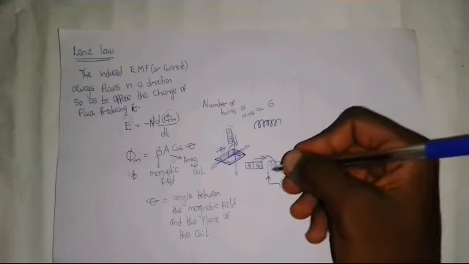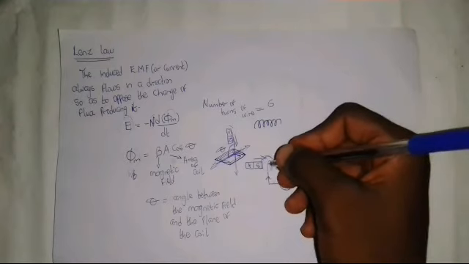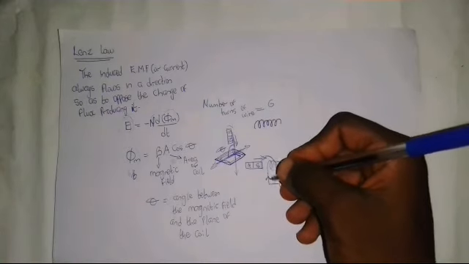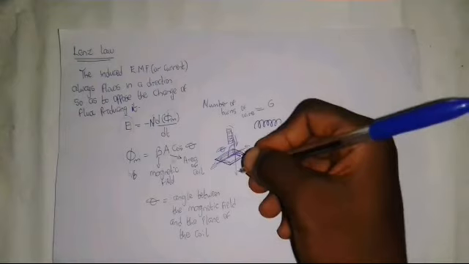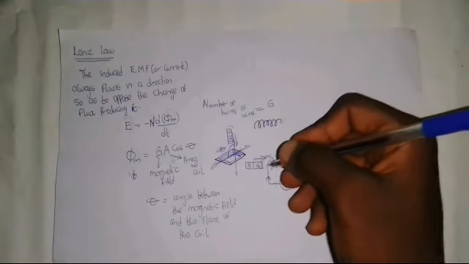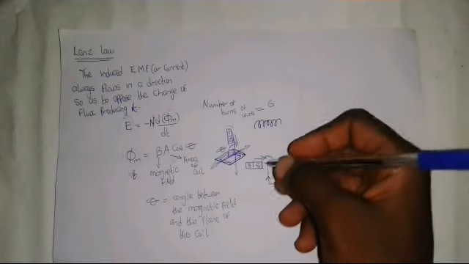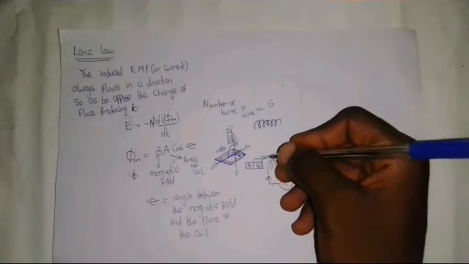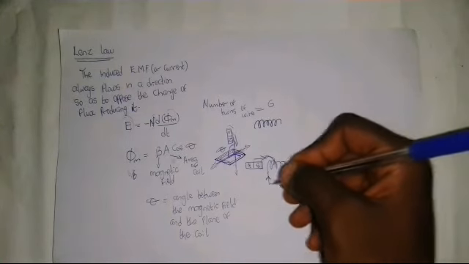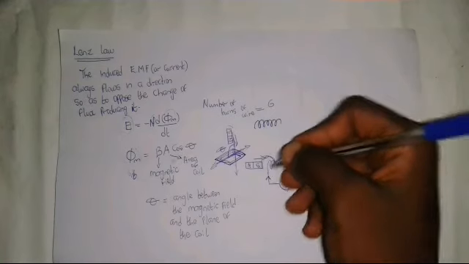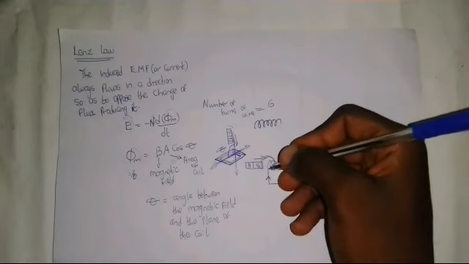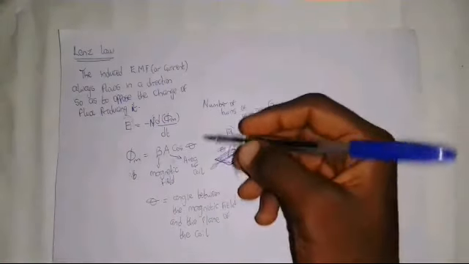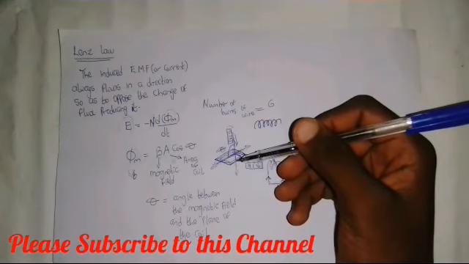So what it does is it creates an energy. The magnet moving creates an energy, and that energy is opposed by the energy of the induced current, so that the energy input will be equal to the energy output. So it makes sure that there is no loss of energy. So the induced EMF flows so as to oppose the change of flux producing it.